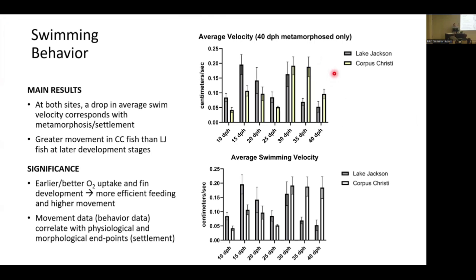Then, if we include that full data set, so including all those fish at Corpus that were not metamorphosed at 40 DPH, we see that they're maintaining that very high swim velocity for all those later time points. Again, possibly a result of that fin ray development, allowing them to have that more free movement, more active feeding up in that water column. Again, correlating those morphological endpoints with physiological data that we're seeing.